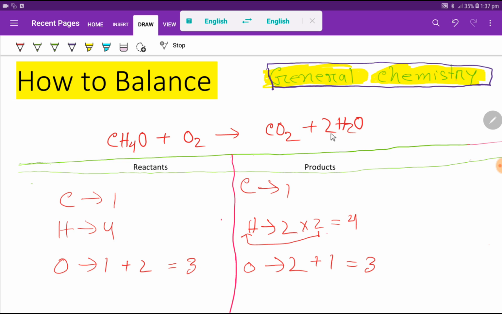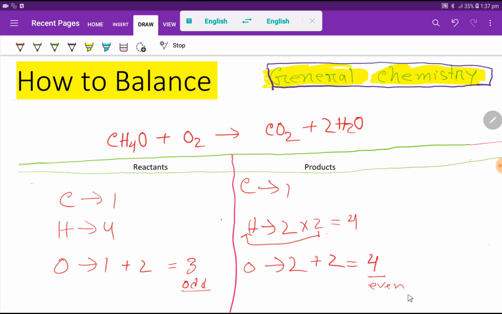If you place here 2, the number of hydrogen is 4, the number of oxygen will be changed. So here I have to write 2. So basically we are getting totally 4 oxygen, right? Okay, in the left hand side we have 3 oxygen. So it is really difficult to balance. Look, this 3 is an odd number, right? Odd number, but this 4 is an even number.